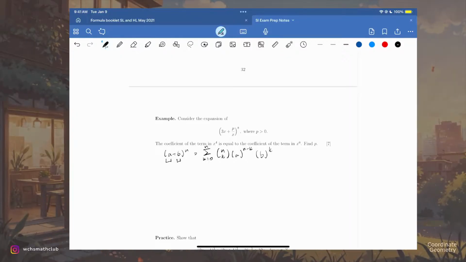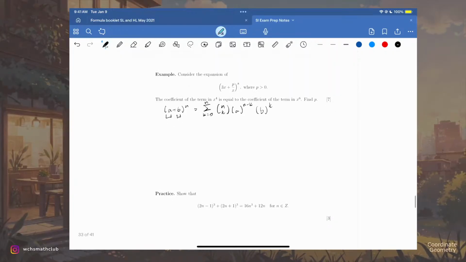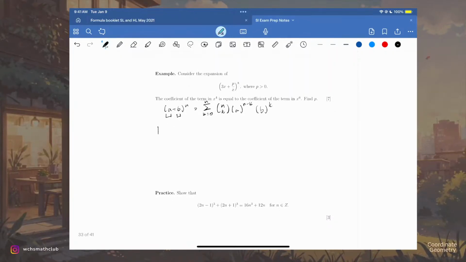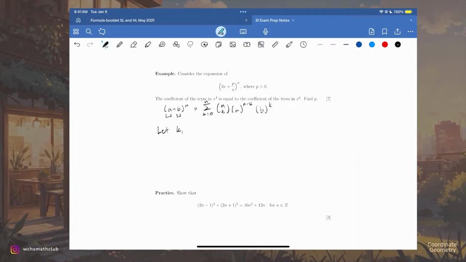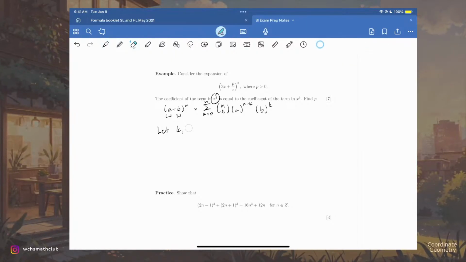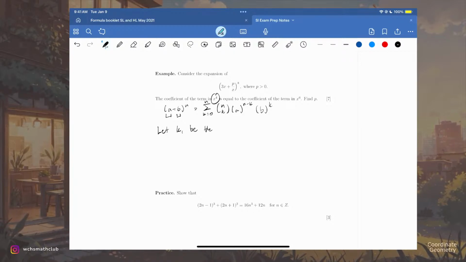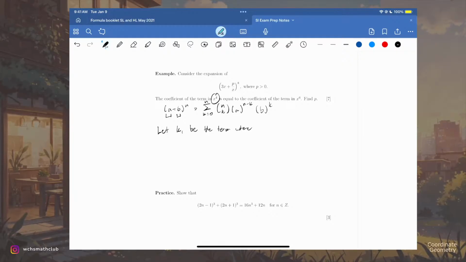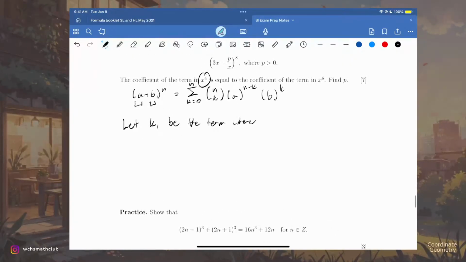Now if it tells us to look for the term that's x to the power of 4, we can just let k1 be the term of the expansion so that we have this x to the 4 component of it. So let k1 be the term where, and then you would probably just write the whole thing out. There's not really much space here, so you would let k1 etc.